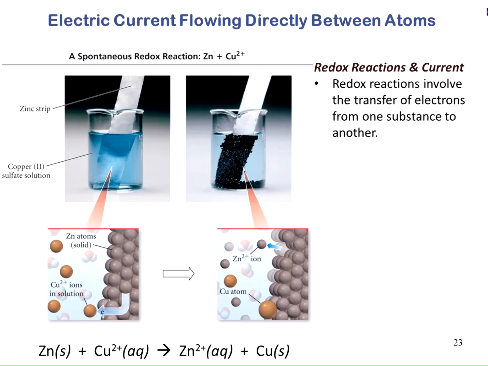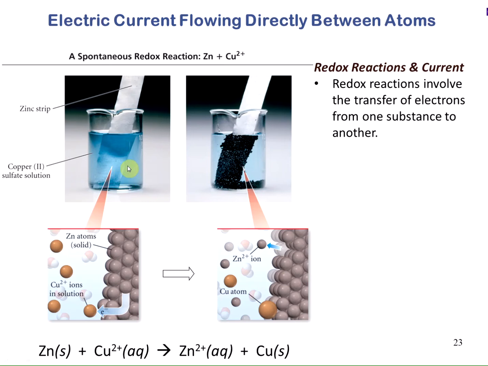So here we're looking at a spontaneous redox reaction between zinc and copper. And we have electric current flowing directly between atoms. And this is a redox reaction, and we have a current. And redox reactions involve the transfer of electrons from one substance to another. So when we transfer that electron, we get a current flowing.